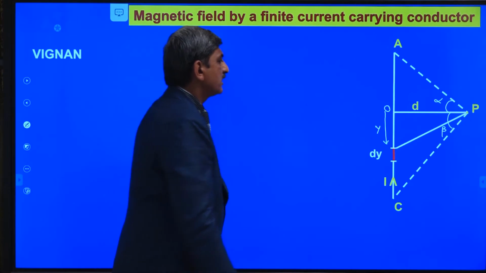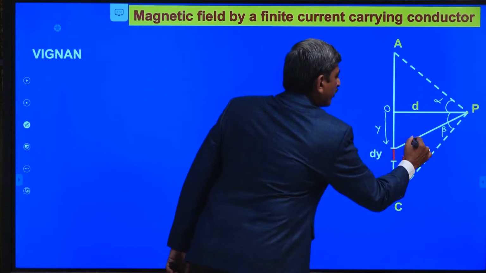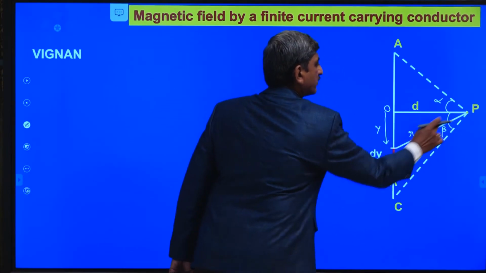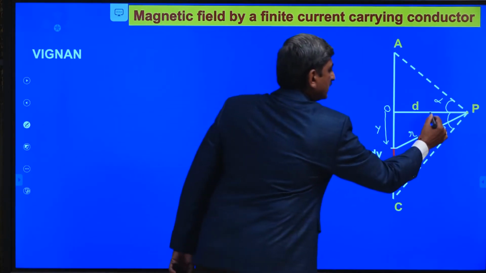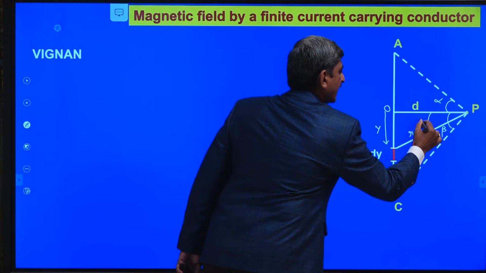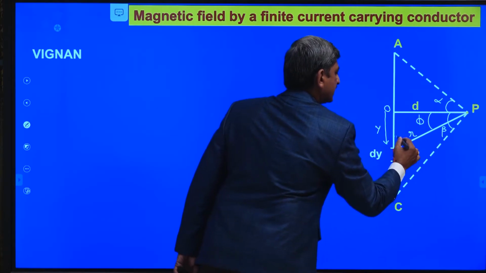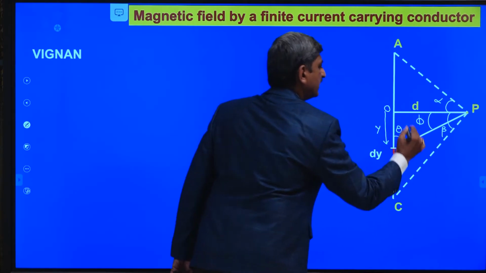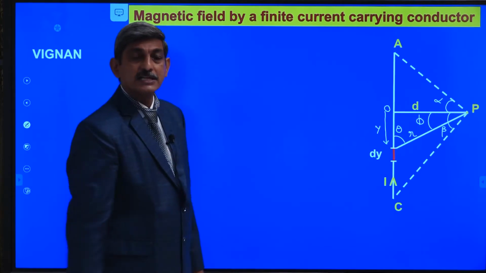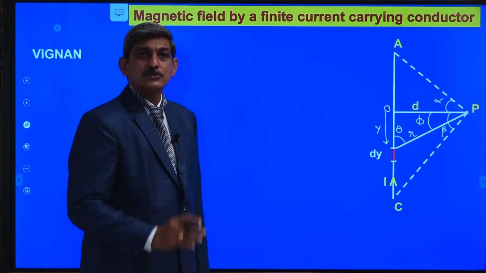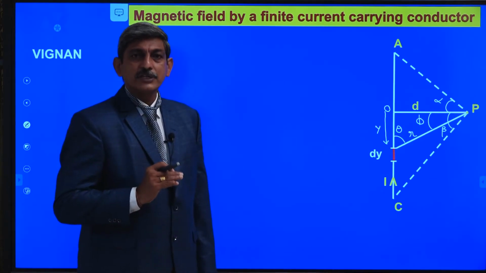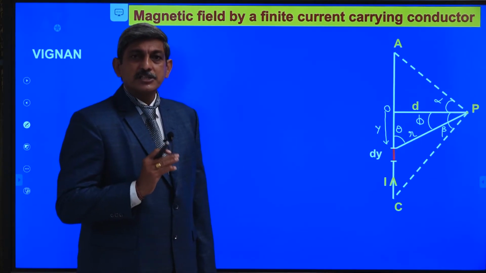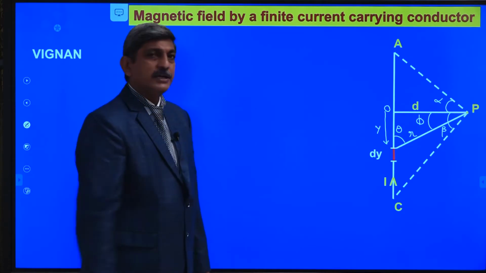Now let us assume that r is the distance of the point from the element. Let us assume that this is angle phi and this is angle theta. Here different angles are assumed in the diagram, so don't be confused. Now first of all I am going to calculate the magnetic induction produced by the small element.